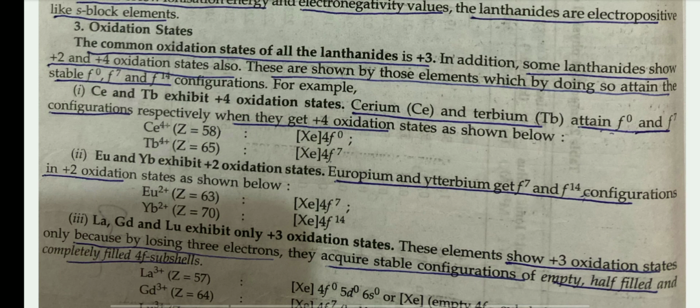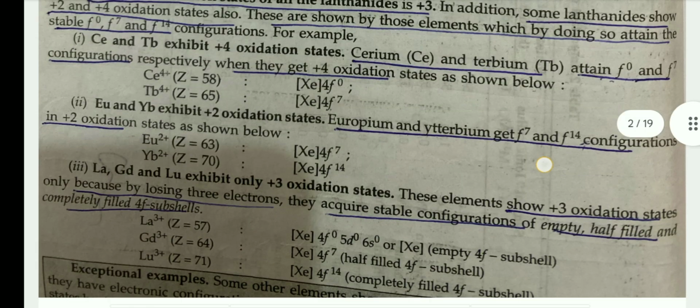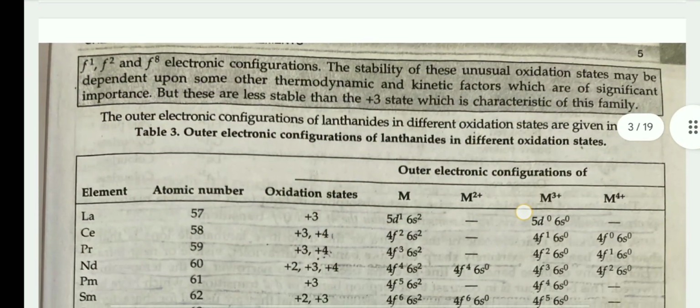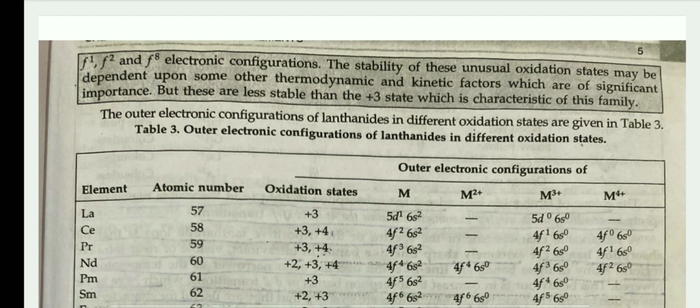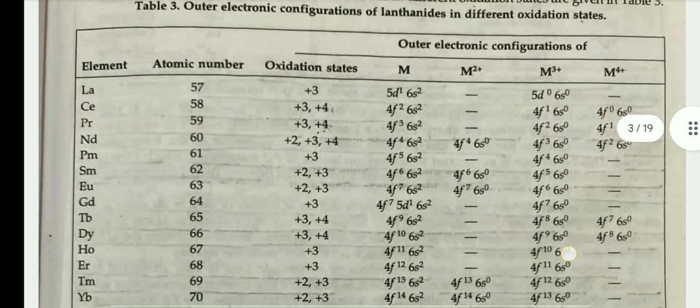Cerium and Tb exhibit +4 oxidation state. Eu and Yb exhibit +2 oxidation state. La, Gd and Lu exhibit only +3 states, with f0, f7 and f14 electronic configuration. The stability of these unusual oxidation states may depend upon some other thermodynamic and kinetic factors which are of significant importance, but these are less stable than the +3 state, which is characteristic of this family.